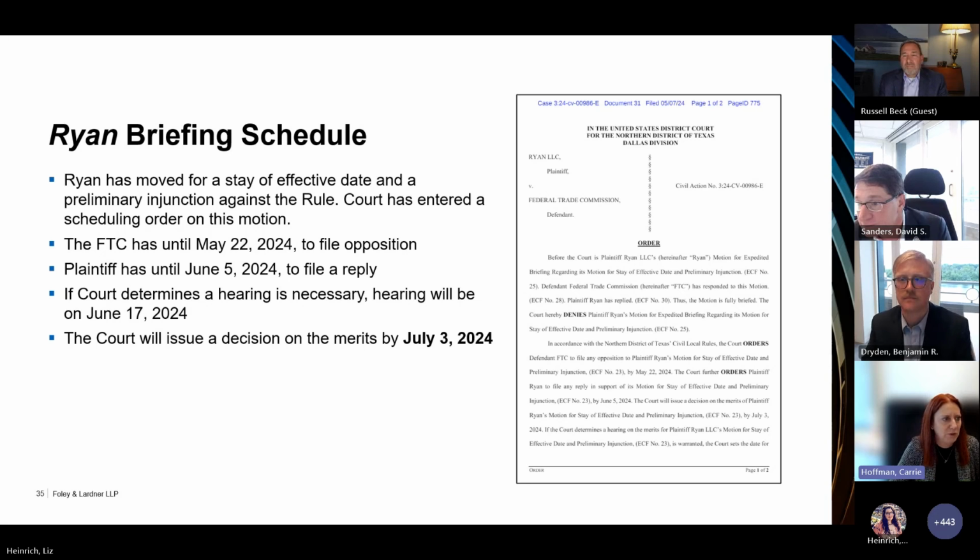They've effectively moved to stay the effective date and have a preliminary injunction against the rule. And the court's put to a pretty onerous briefing schedule. They've already filed their motion to stay. The FTC has until the 22nd of this month to file an opposition. Ryan has until June 5th to file their reply. If the court's going to hold a hearing, it will be on June 17th. The court is reserving judgment on that until it gets a chance to see the briefing, and then says it will issue its decision by July 3rd. That's a pretty aggressive ruling date, if you will, based on where we usually see courts come down. So hopefully that's what will happen. So we'll all have some understanding of where we're going next. Next slide.